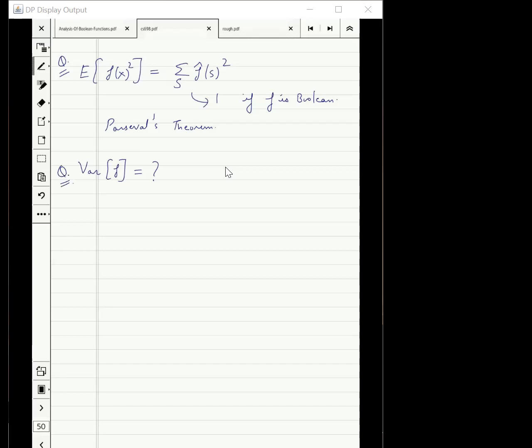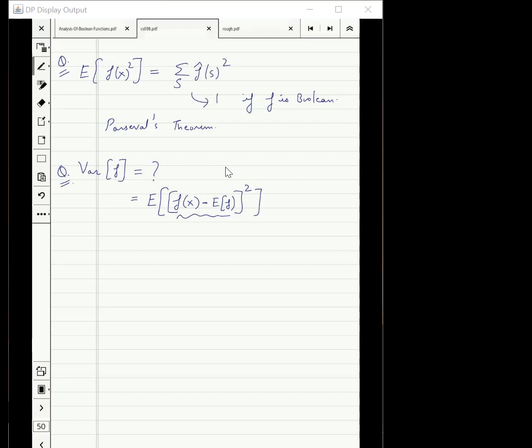Let me help you here. What is variance? It is the expectation of (f(x) minus E[f]) whole square. So whatever comes out to be 1 minus f hat phi square. Yeah, don't assume f to be Boolean. Oh, okay. And don't look at my notes. Do the calculation yourself. Yeah, I did it myself. Okay.